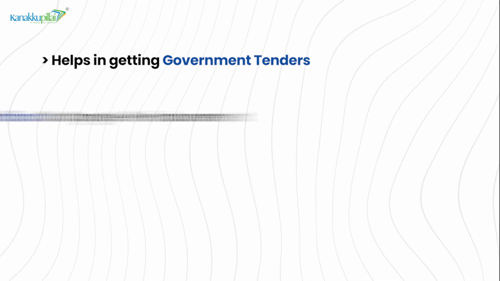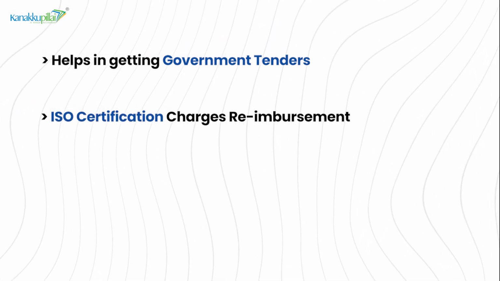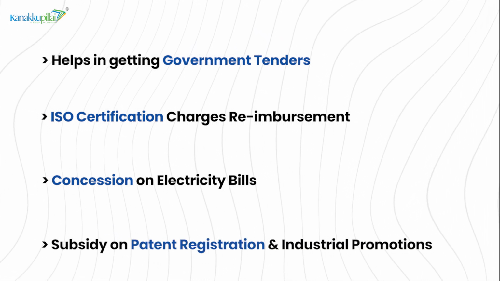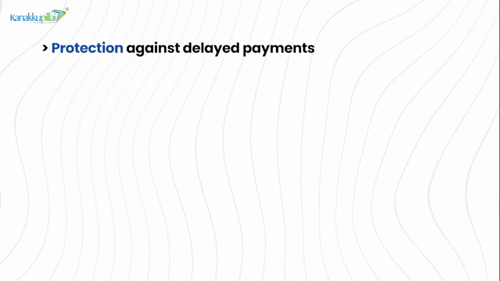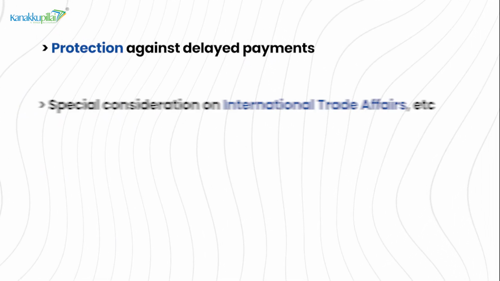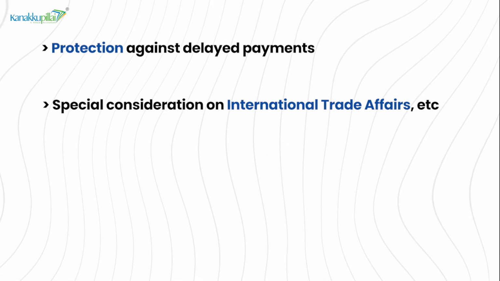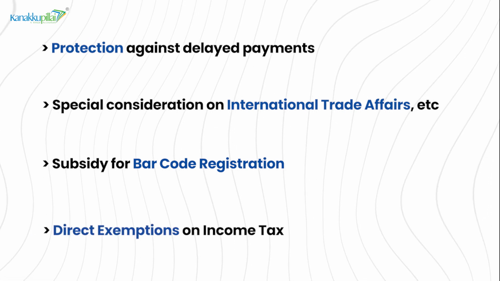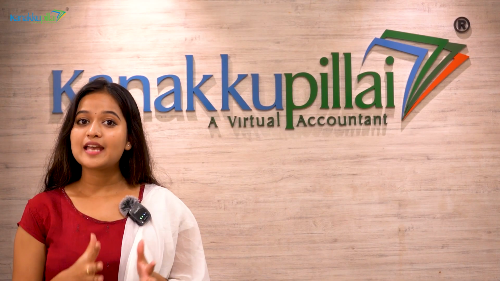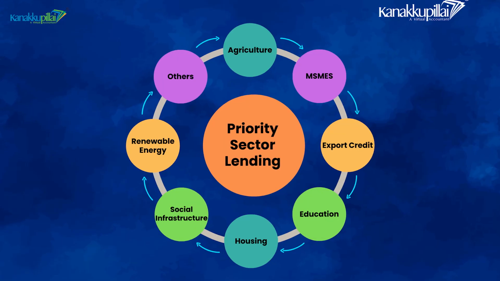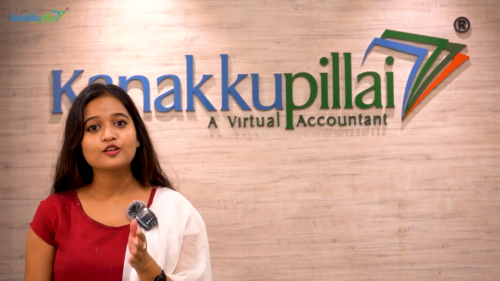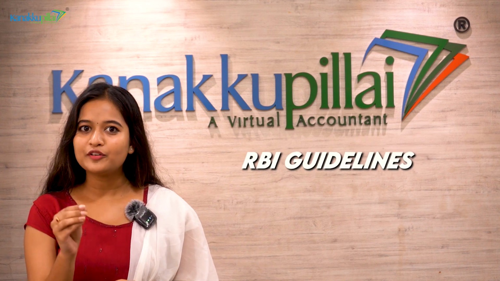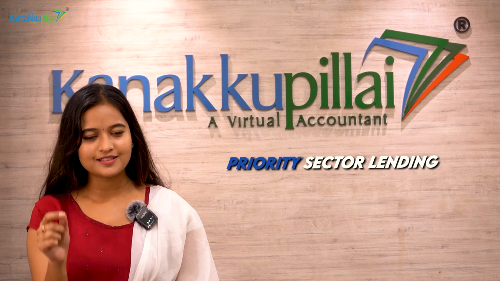government tenders, ISO certification charges reimbursement, concession on electric bills, subsidy on patent registration and industrial promotions, protection against delayed payments, special consideration on international trade affairs, etc., subsidy for barcode registration, direct exemptions on income tax. MSME registration becomes eligible for priority sector lending, all bank loans to the MSMEs, conforming to the RBI guidelines, qualify for classification under priority sector lending.